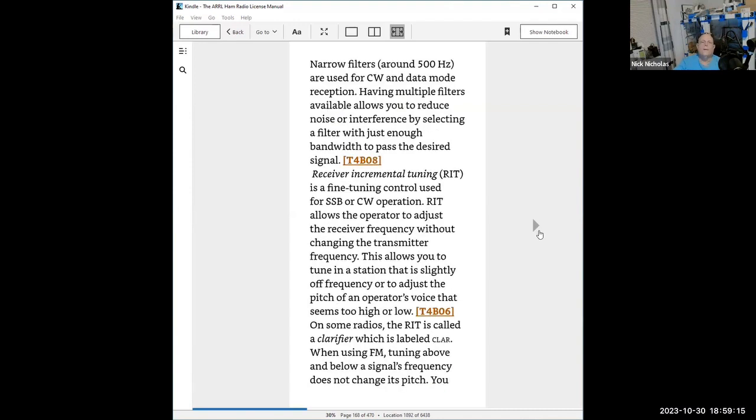So I'm going to jump ahead so we can cover this. There are two other types of filters, and it comes up later, but I want to do it here. The two other types of filters are high pass and low pass filters. High pass filters allow everything above a certain frequency to pass through.